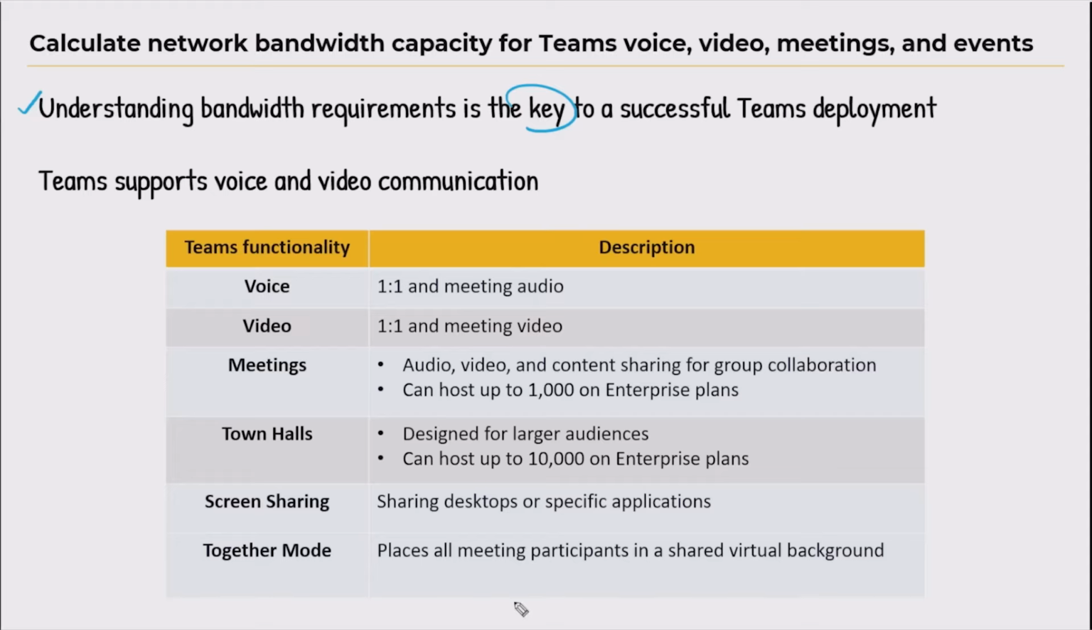Now I know what you're thinking, isn't bandwidth important for any application? And you definitely would be right. But bandwidth is even more important for some applications like Teams because they support voice and video communication, which is real time. Meaning that two people could be having a conversation in Teams with the expectation to have video and voice. Not having enough bandwidth to support those two features will definitely result in some unhappy users in your environment.